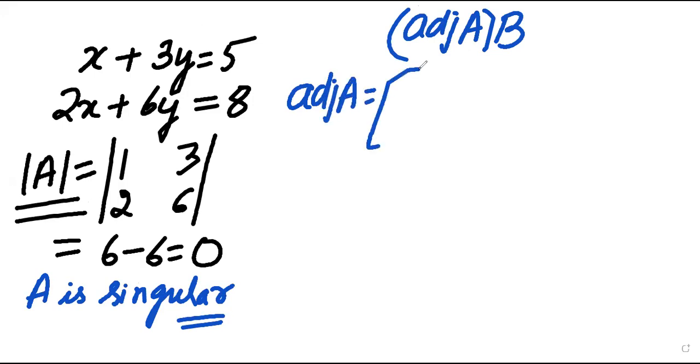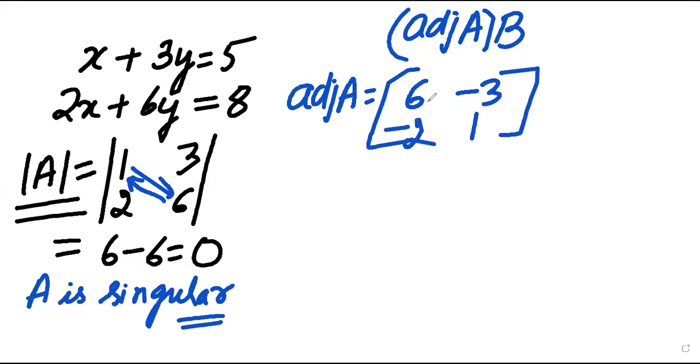For a 2 cross 2 matrix, what do we do? We take the values here and interchange them with the other one. 6 here, 1 here, and then change the sign. These 3 and 2, what do we do to them? Change the sign. Simple. Okay. This is adjoint of A. Then we have to multiply this with B. Multiply with what? With B.